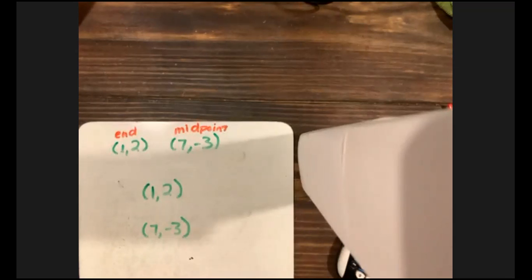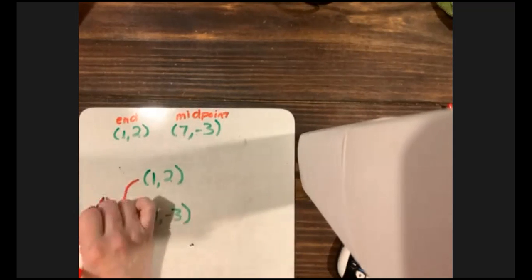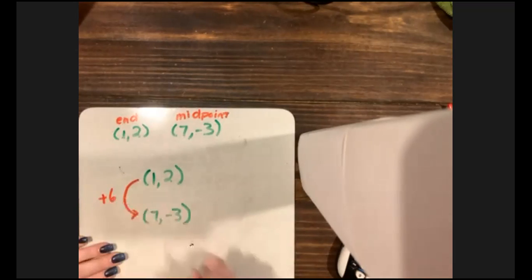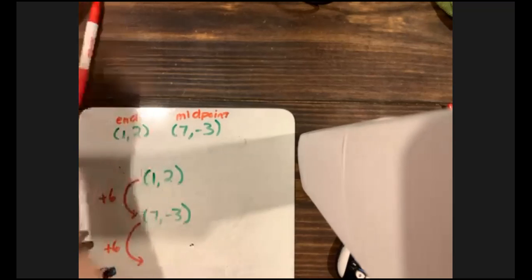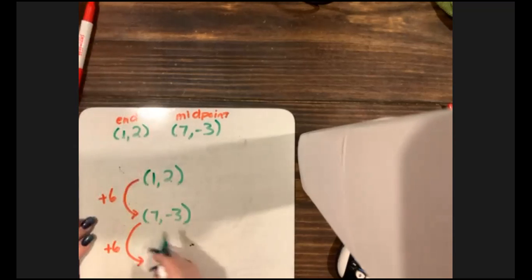So the way that I go about this is, the question is, how do we get from 1 to 7? In order to do that, we have to add 6. So in order to find that other endpoint, we're just going to do that again. So we're going to add 6. So 7 plus 6 is 13.